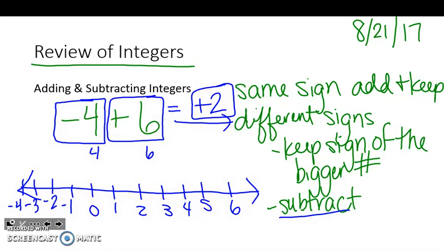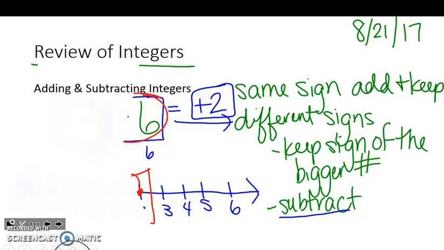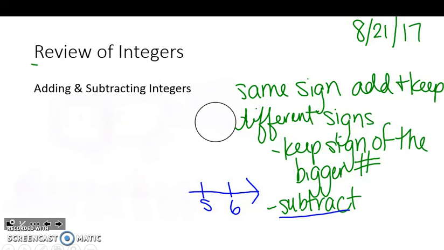Ran out of room. Okay, so we're going to start at -4. Okay, so we're down here, and then we're going to add 6. So 1, 2, 3, 4, 5, 6. So we end up at a +2. And we get the same answer. Let's do another one.